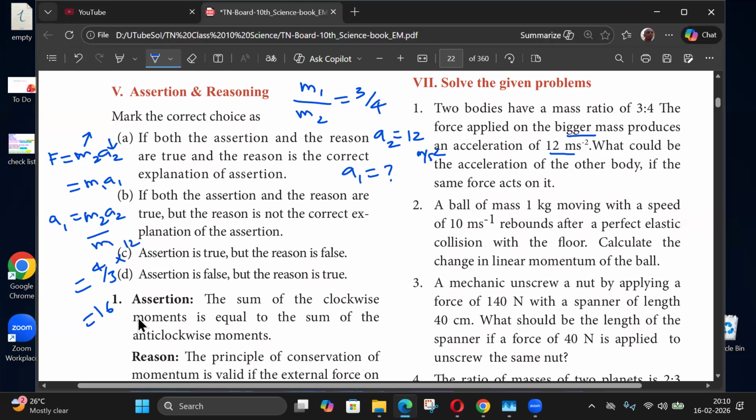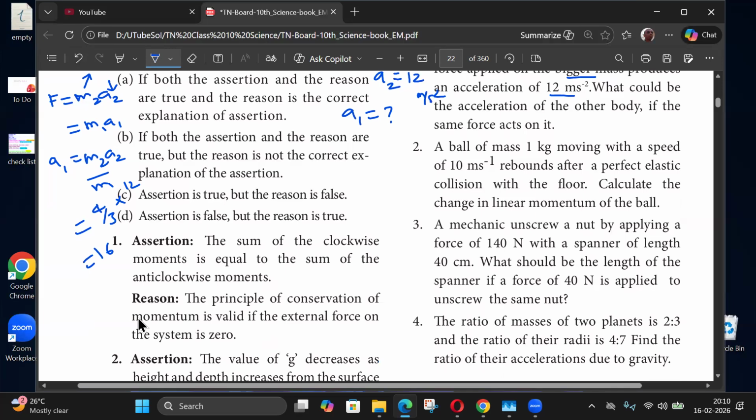Now do the second one. Draw a figure as soon as you read the question. All the information in the question should come in the figure.